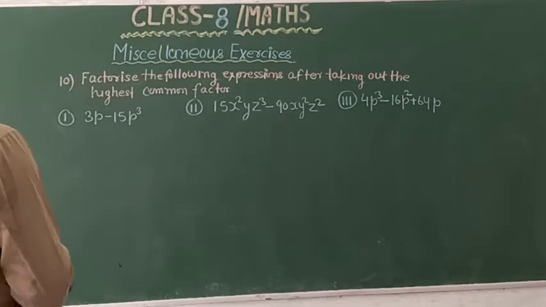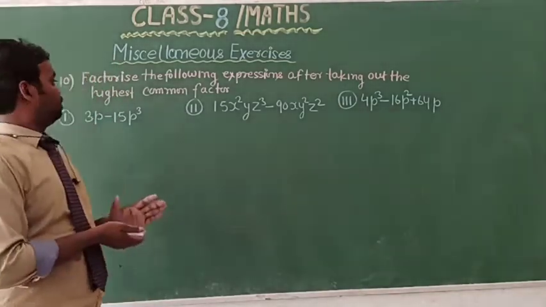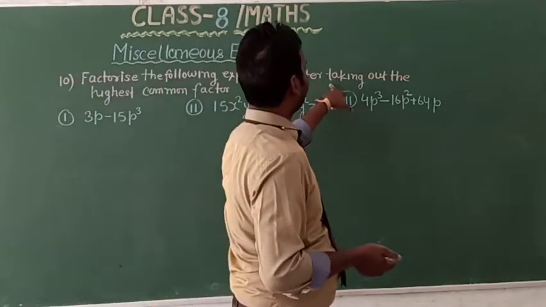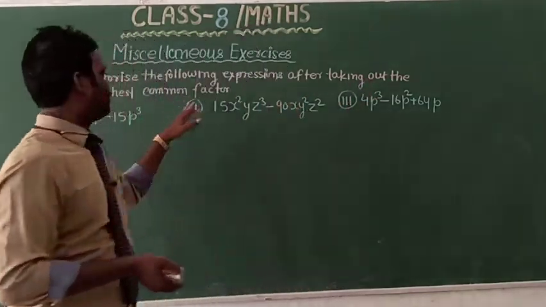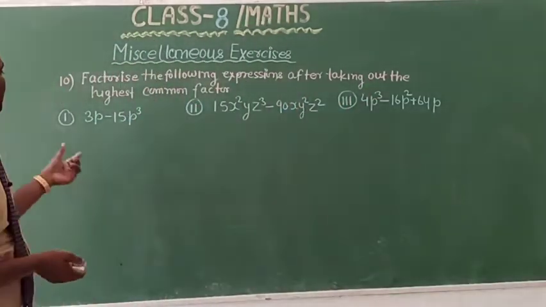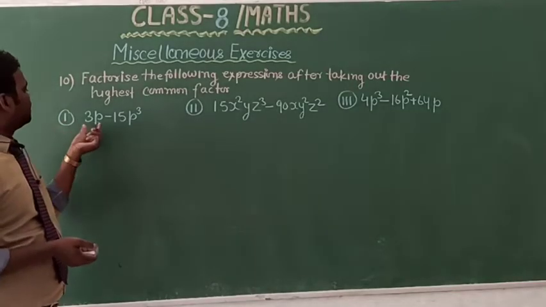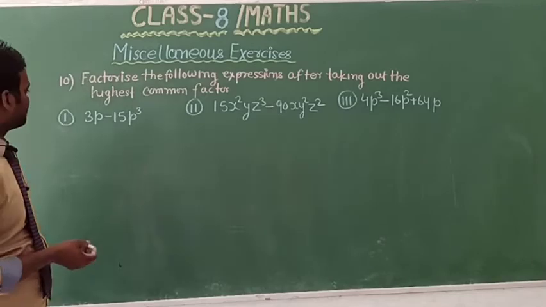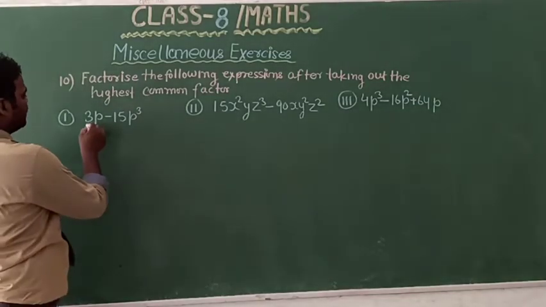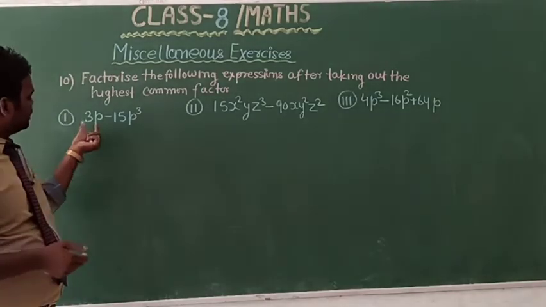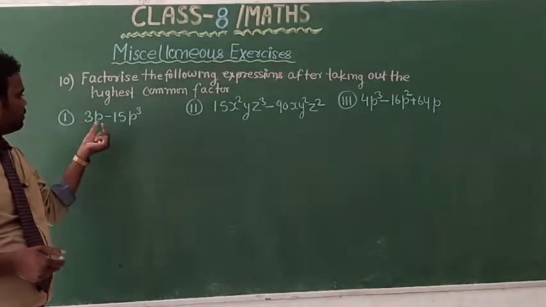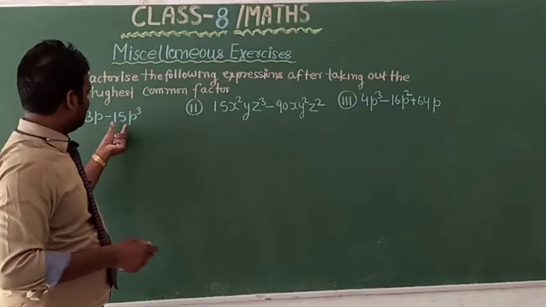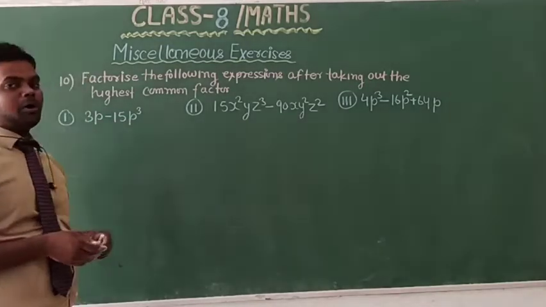Now move to question number 10. Factorize the following expression after taking out the highest common factor. The first part is 3p minus 15p to the power 3. Now look at these two terms. The first term is 3p and the second term is 15p to the power 3.